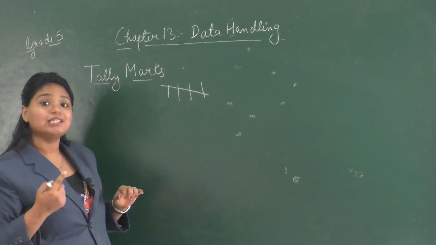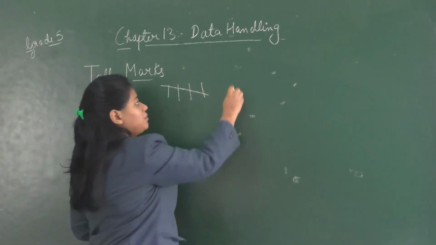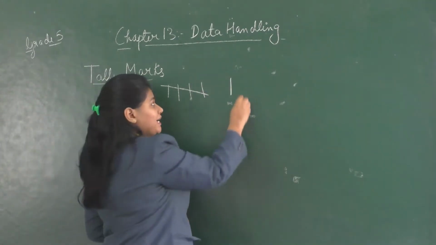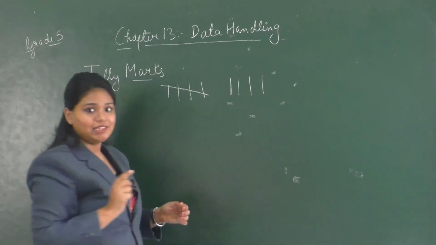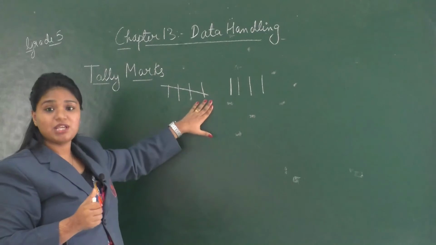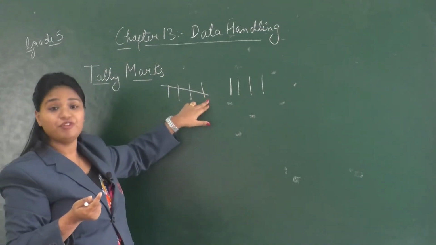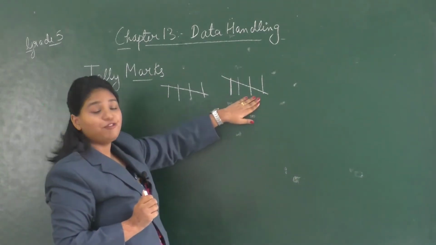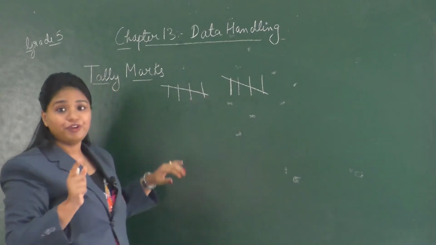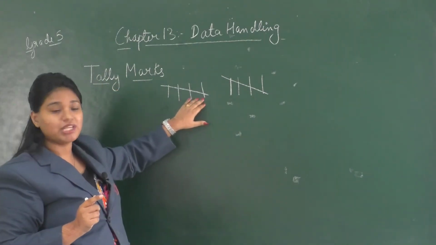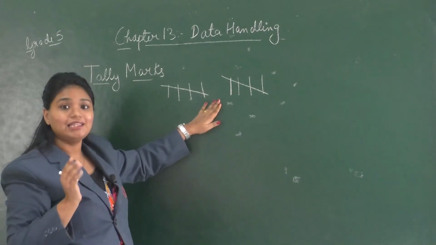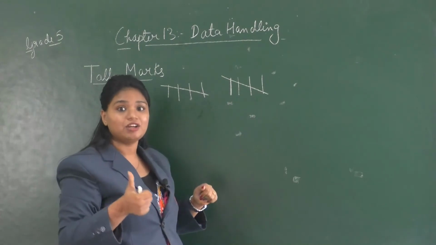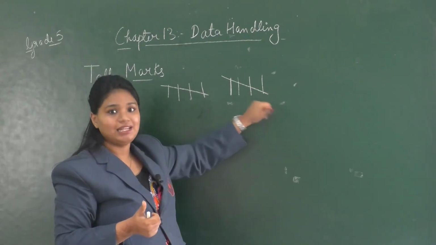Now how will we represent the 6th item? Again the 6th item will be represented by a straight vertical line, and that will be followed by the 7th, 8th and 9th item. Now you will follow the same step for the 10th item that we did for the 5th item, that is we will cross a diagonal line across the 4 vertical lines. So the 5th item will be represented using a diagonal tally mark, and the 10th item will also be represented by a diagonal line that will be added across the 6th, 7th, 8th and 9th item.